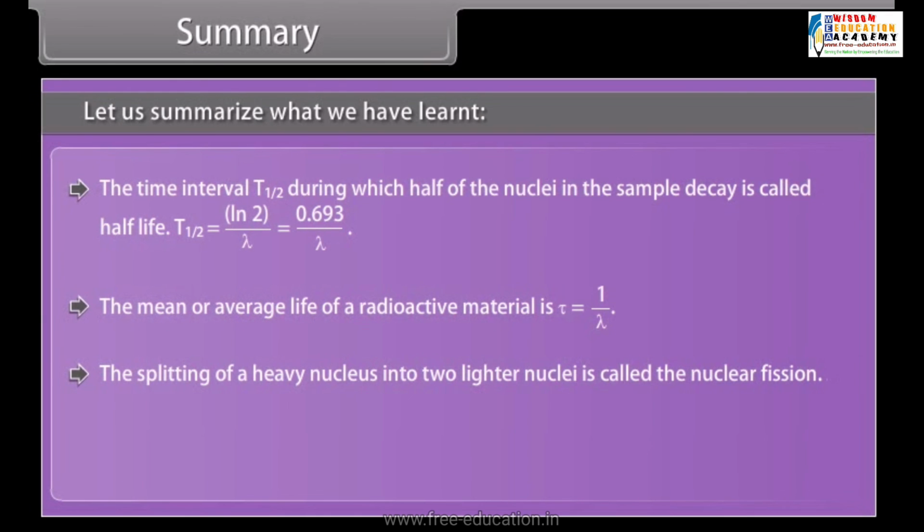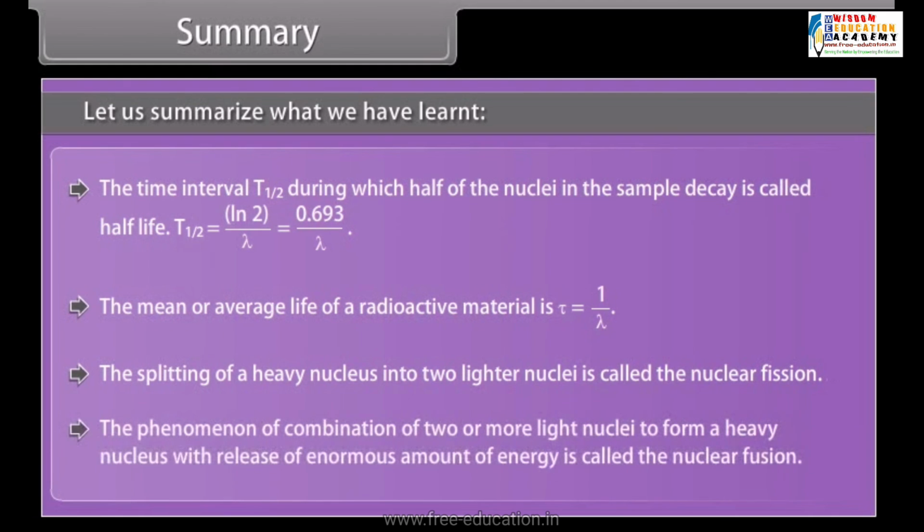The splitting of a heavy nucleus into two lighter nuclei is called nuclear fission. The phenomenon of combination of two or more light nuclei to form a heavy nucleus with release of enormous amount of energy is called nuclear fusion.